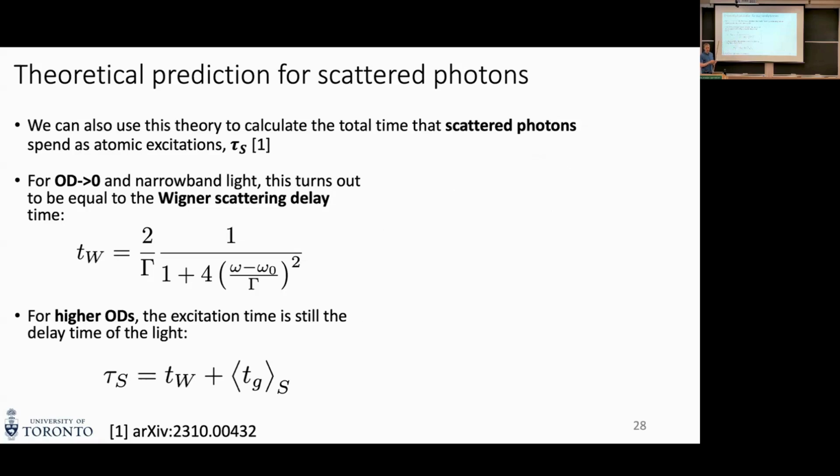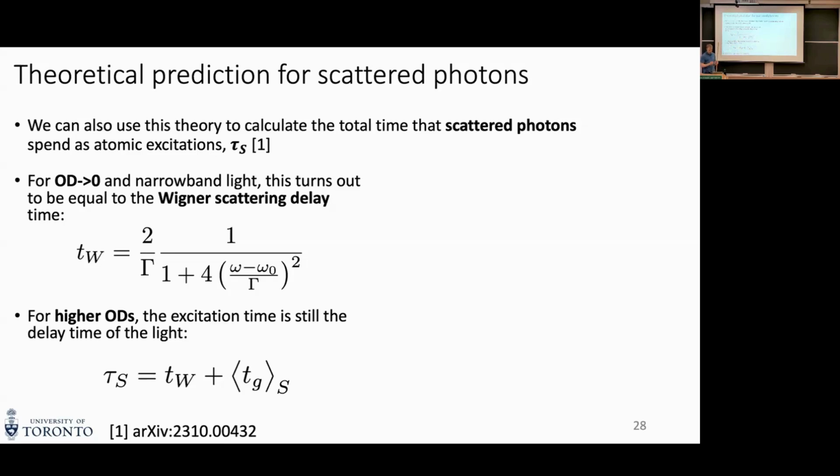So this is a quantity that is well known. It's been measured before. If you fire a pulse at a single atom and just measure it off to the side somewhere, you'll get a delay corresponding to this. The interesting thing is that if you're on resonance, this corresponds to 2 atomic lifetimes rather than 1, like you might expect. And again, people have measured this. And it turns out that for higher optical depths, this total scattering excitation time is basically just a combination of this Wigner time, which is associated with the scattering process itself, plus an average group delay acquired by scattered photons.